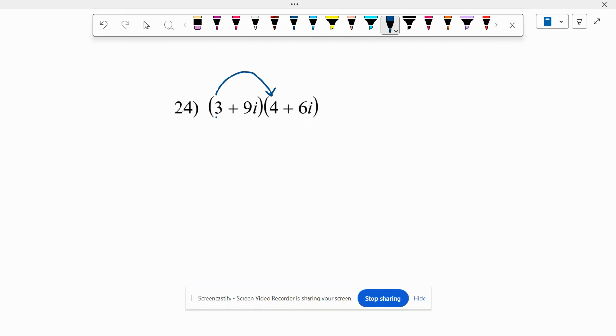What is 3 times 4? 12. What is 3 times 6i? 3 times 6 is what? 18i, yeah. Plus 18i. So now I'm going to go across the bottom. I have 9i times 4. Well, 9 times 4 is? 36. So plus 36i.